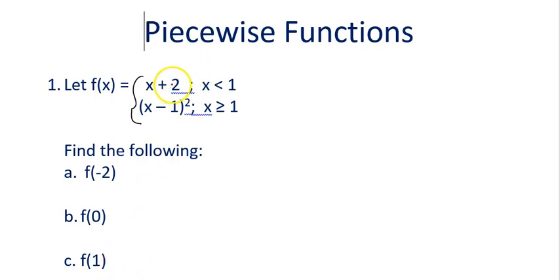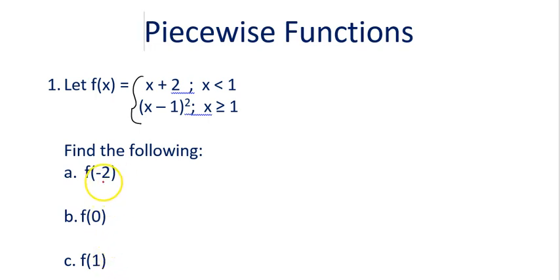So what you need to think about is this is going to be the graph of x plus 2 for x values that are less than 1. It's going to be the graph of (x minus 1) squared for values that are greater than or equal to 1. Now, when you're given problems like f of negative 2, f of 0, and f of 1, you have to plug it into only one of those equations, the one that it applies to.